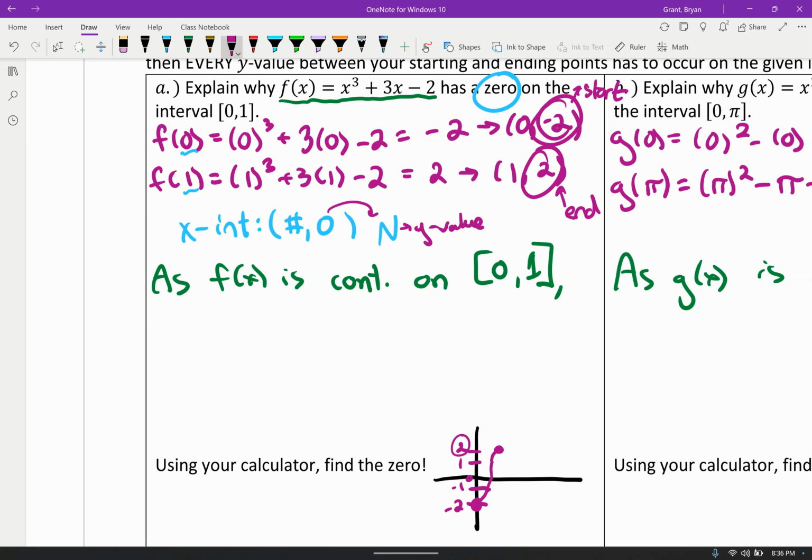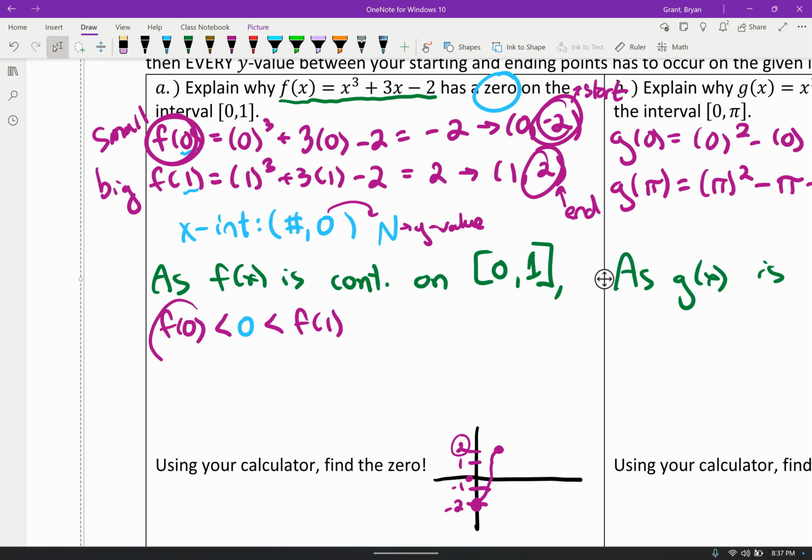We put the smallest value first, and the smallest value I'm going to say is f of 0, right? That's small. So I'm going to say f of 0 is less than, what y value are they asking us to find? They're asking us to find a y value of 0. And that in turn is less than the big y value, f of 1, which was 2. So what we're saying here is that 0 is in between the endpoints. One endpoint is smaller, one endpoint is larger.